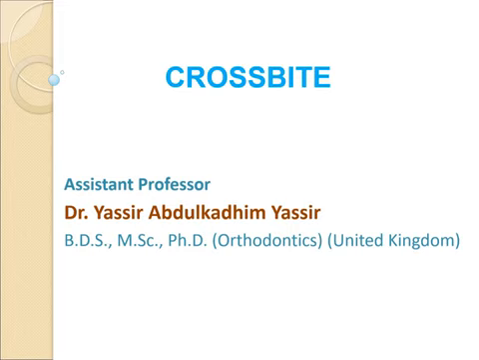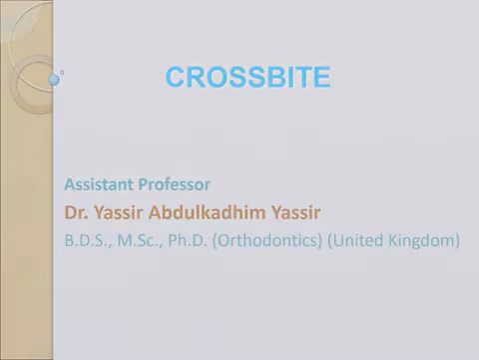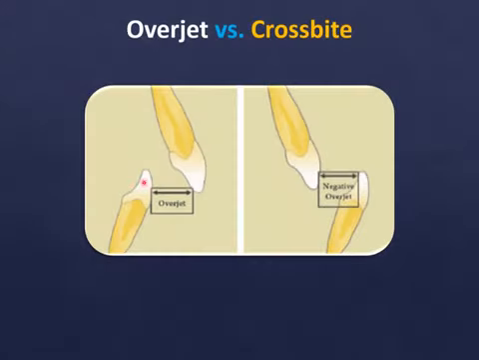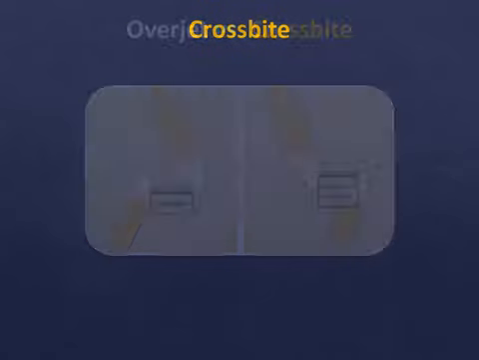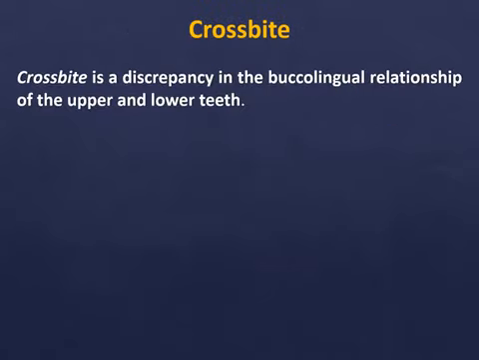This lecture is about crossbite. In normal overjet, there is an overlap of maxillary teeth to the mandibular teeth, labially and buccally, while in case of crossbite, this relation will be reversed, so that the lower teeth will overlap the upper teeth. Therefore, crossbite is a discrepancy in the buccolingual relationship of the upper and lower teeth.